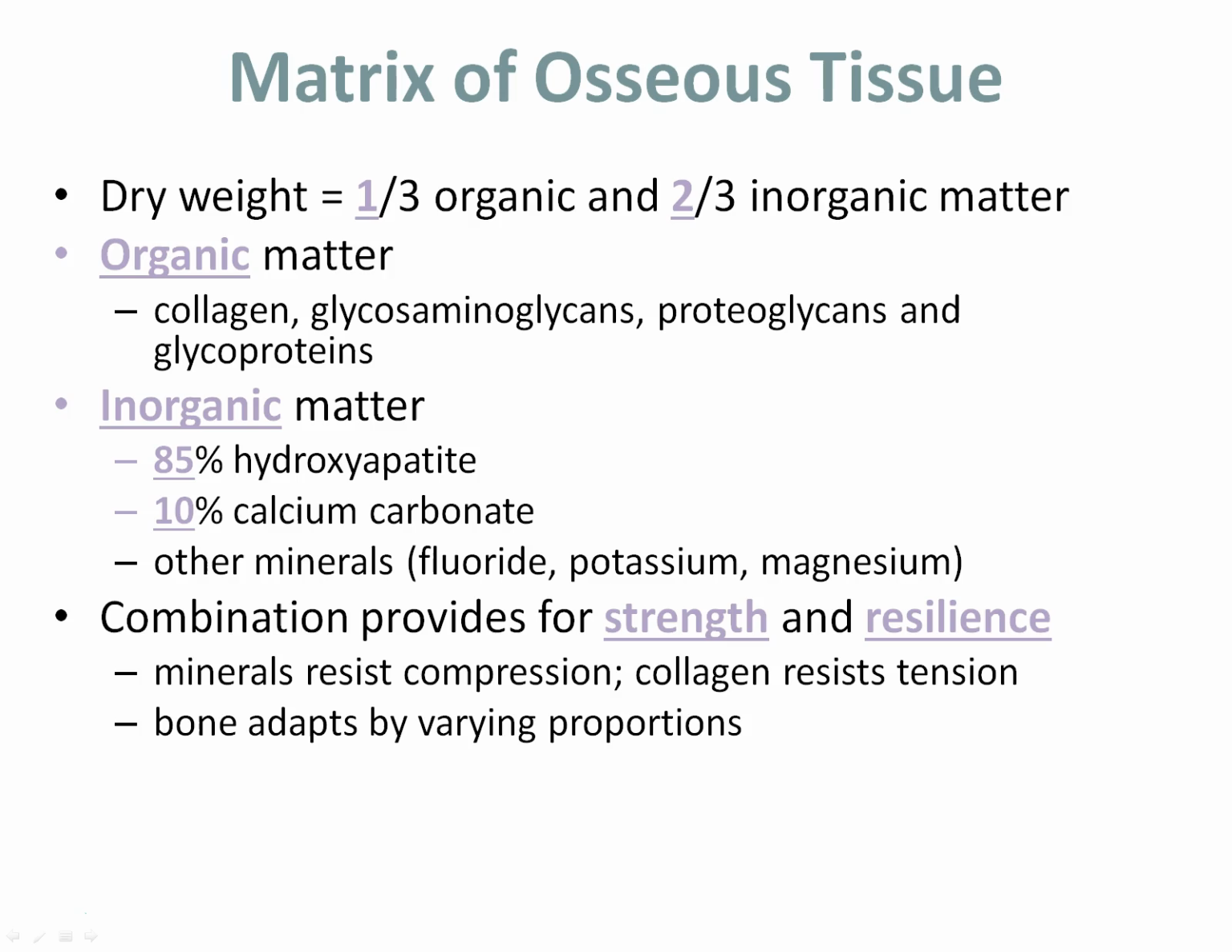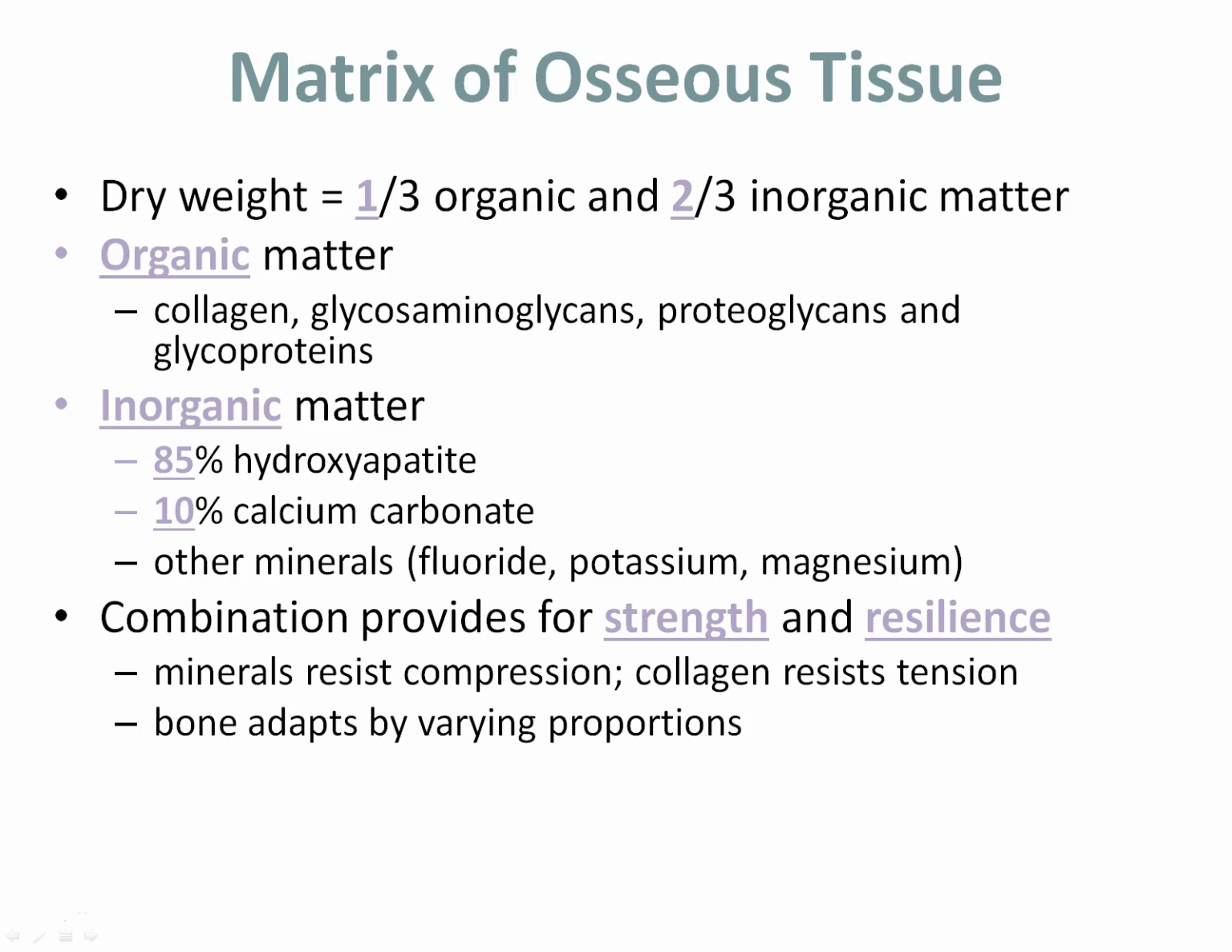The inorganic matter of bone is 85% hydroxyapatite, and that's mainly calcium. It's 10 atoms of calcium and then a little bit of phosphate, so lots of calcium in there. And then it's about 10% calcium carbonate. And then we have some other minerals, including fluoride, potassium, and magnesium.